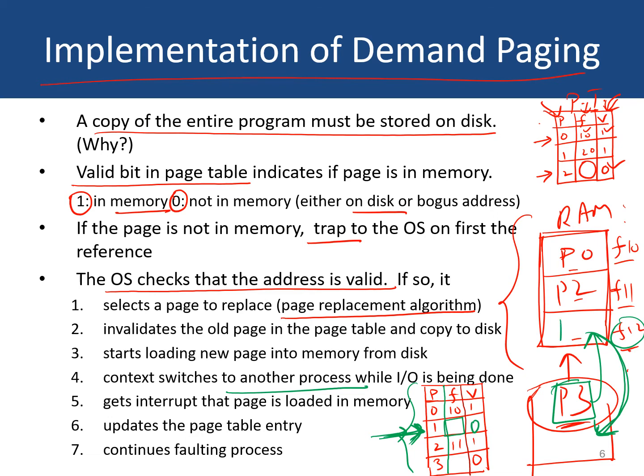Later on, when this page 3 has been copied into the main memory, the operating system will get an interrupt indicating that the page is now loaded in the main memory. At that point, the operating system will update the entry in the page table. So for page 3, we will update this entry. Now you see the page 3 is in frame 12. So under this frame column, we'll include frame number 12 and we will change this valid bit to 1 to indicate that page 3 is now in the main memory and not on the hard disk. Now once all of this is done, we can resume the execution of the faulting process from the instruction that had caused this page fault.